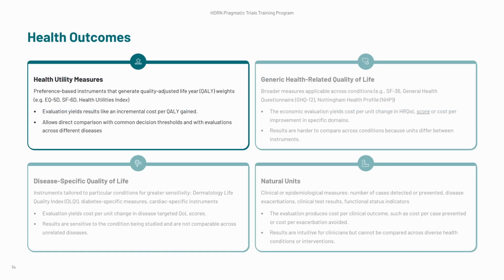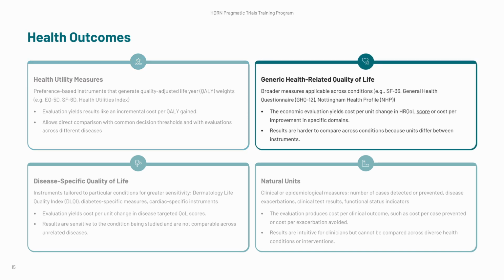So far, we have focused a lot on costs, but economic evaluation can also pair costs with outcomes. One big decision is how to measure those outcomes. Health utility measures like EQ5D, SF6D, or the Health Utilities Index give us QALY weights that let us calculate incremental cost per QALY gained and compare across very different diseases.